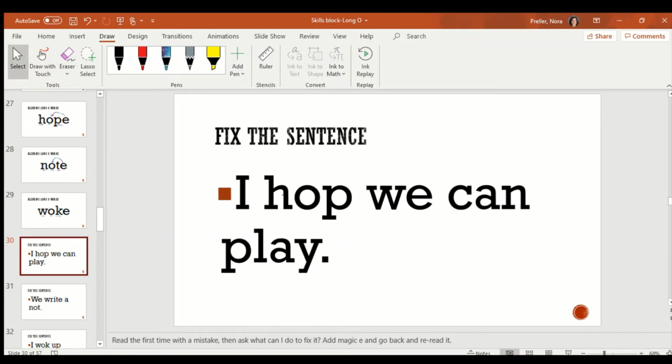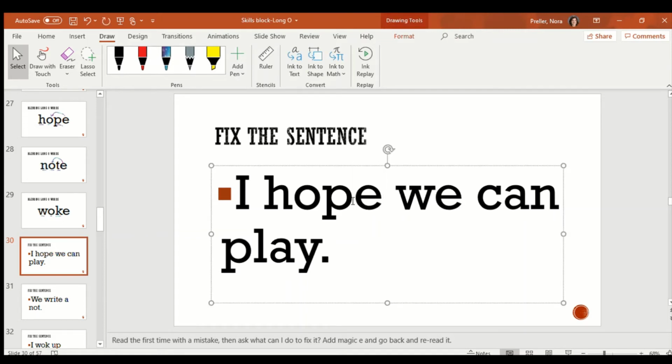So how are we going to make hop say hope? Well, we need the O to say O. And what makes O say O? That's right, the magic E. Now, when I sound this out, I'm going to say its name. Hope. Hope. I hope we can play. Great job helping me fix the silly sentence.